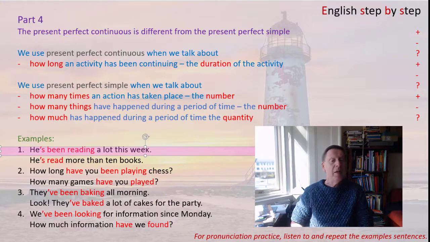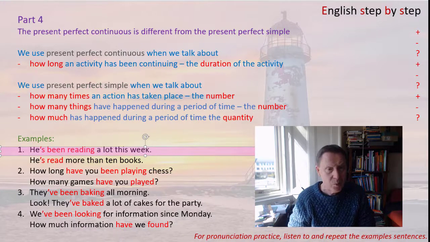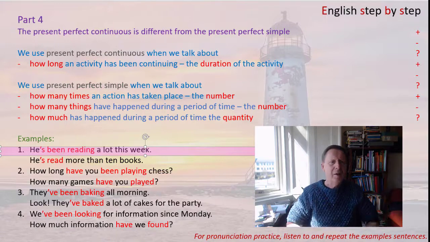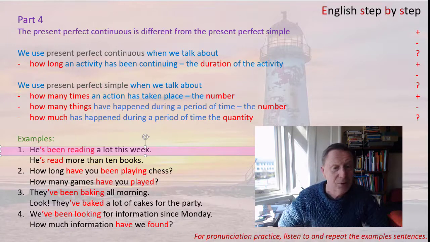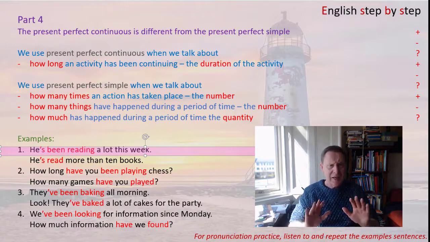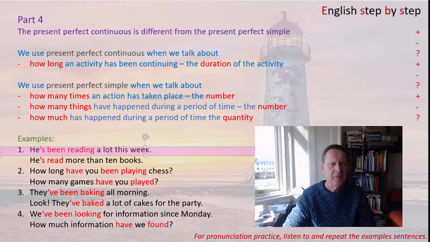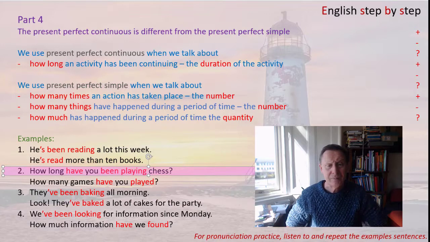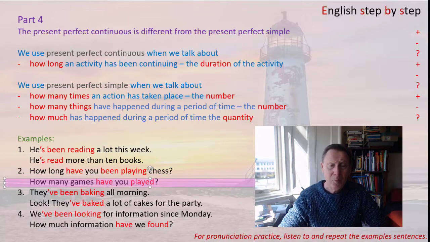Example 1. He's been reading a lot this week. So the emphasis is on the duration, this week. He's read more than 10 books. So the result is 10 books. That's the number. Number 2. How long have you been playing chess? And then 3. How many games have you played?